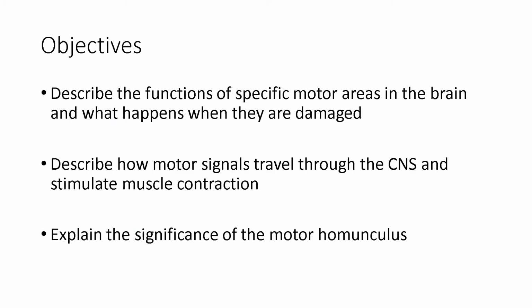Your objectives for this video are to describe the functions of specific motor areas in the brain and what happens when they are damaged. Also, you should be able to describe how motor signals travel through the central nervous system and stimulate muscle contraction. Finally, you should be able to explain the significance of the motor homunculus.